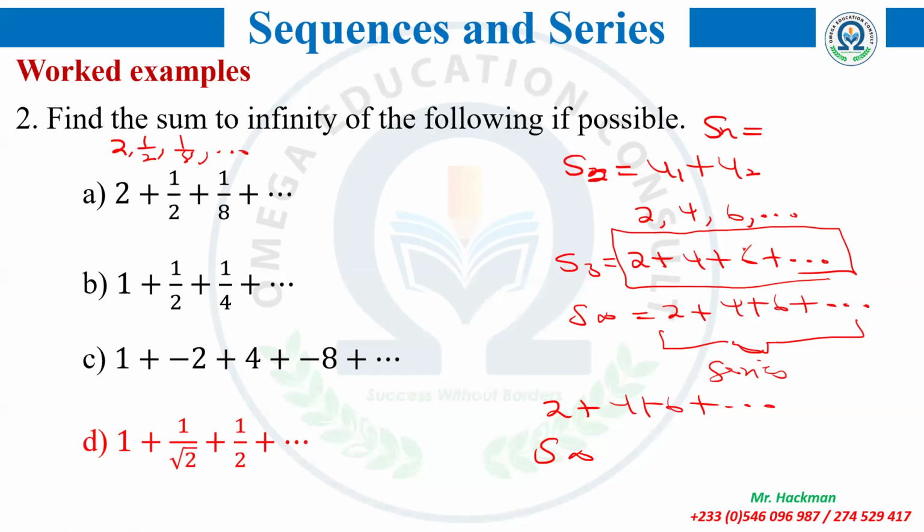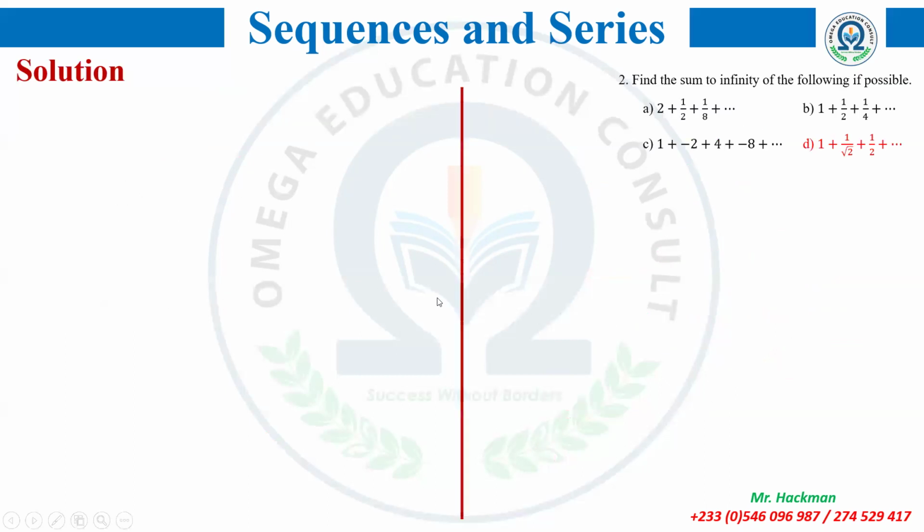Let's go and have a look at the solution once we understand the import of the question. So let's go and look at how best to deal with this. So like I said, indirectly, we've done that. So you are looking at the sum to infinity.